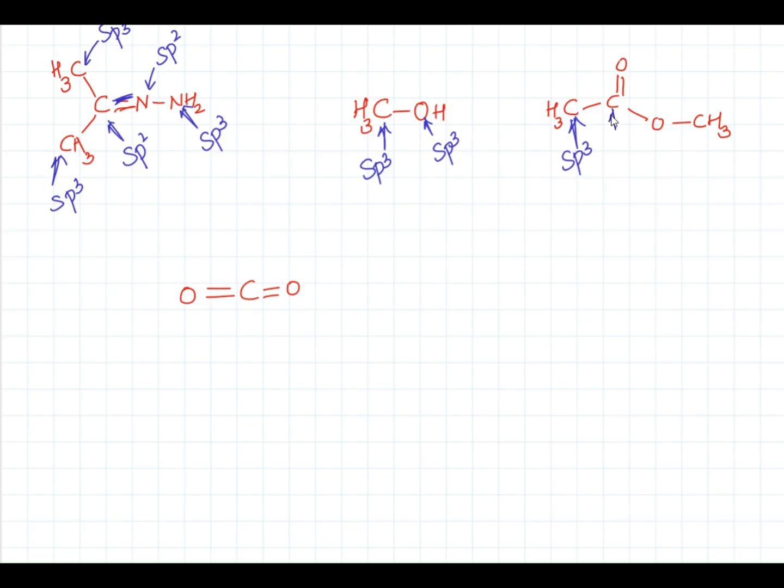This carbon possesses one pi bond, hence it is an sp2 hybridized carbon atom, and this oxygen possesses one pi bond and it is an sp2 hybridized oxygen. This possesses no pi bond, hence it is sp3, and this possesses sp3 hybridization. Similarly, the carbon in CO2 has two pi bonds, hence it is sp hybridization. The oxygen has one pi bond, hence it is an sp2 hybridized oxygen. This oxygen is also an sp2 hybridized oxygen.